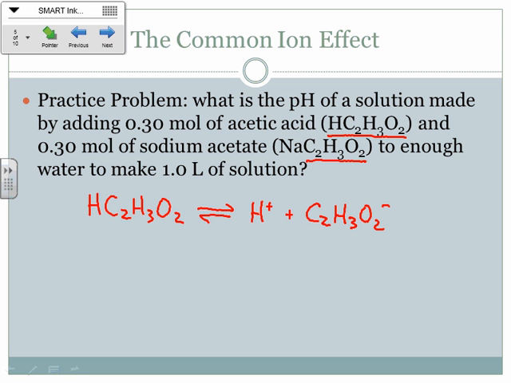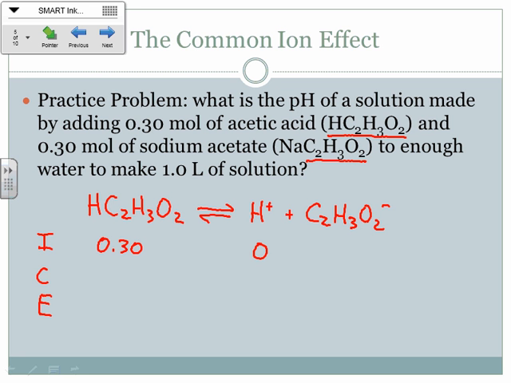Okay, so then I'm just going to make an ice table because I think that's always a good idea. We're adding 0.30 moles of acetic acid into 1 liter of solution. So the 0.30 moles is the same thing as the concentration here. So we've got a 0.30 molar concentration of the acetic acid. Here's the weird part though. We're going to assume that we have none of the H plus. Now again, there's a little bit of H plus just coming from the water, from the auto-ionization of water, but that's so small we can assume it's nothing initially.